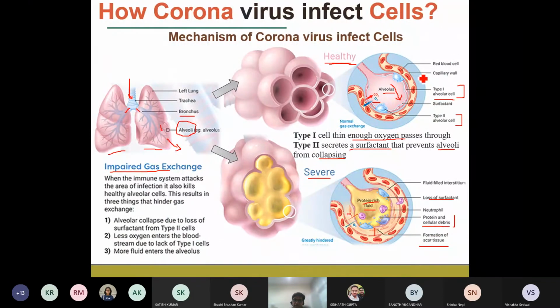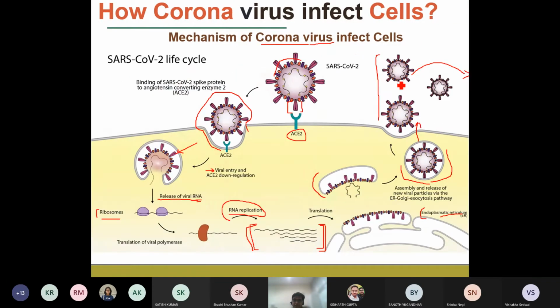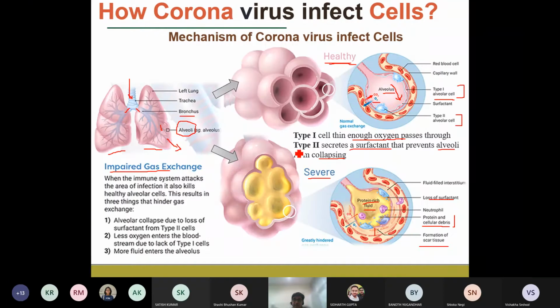And then we looked into the medical part. This is the mechanism of how the virus infects the cell, but what is the effect that it causes? We have seen that in the alveoli sacs present in our lungs, there is a loss of the surfactant. There are two types of cells, type 1 and type 2, and in the type 2 cells there is a loss of surfactant and the formation of scar tissue.